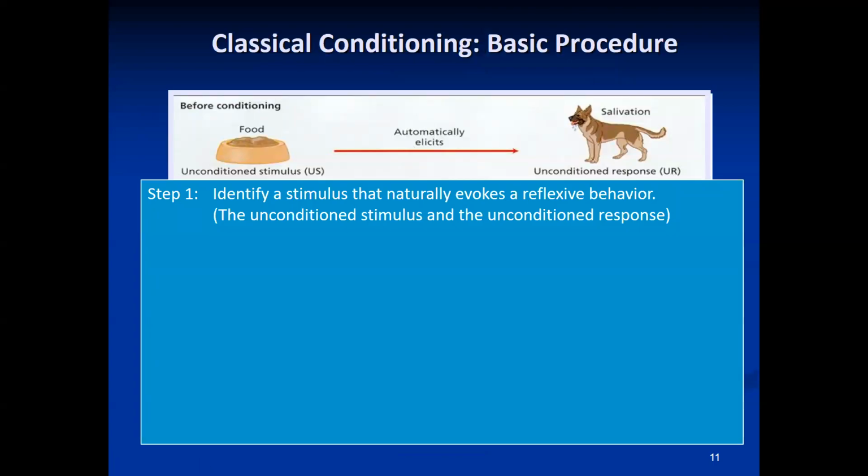To conduct a classical conditioning experiment, the researcher first selects a stimulus that naturally elicits an automatic response. This stimulus is known as the unconditioned stimulus, and the response that it evokes is known as the unconditioned response. Unconditioned means that the connection between the stimulus and response is unlearned, it is innate. In Pavlov's experiments, the unconditioned stimulus was food, and the unconditioned response was salivation.